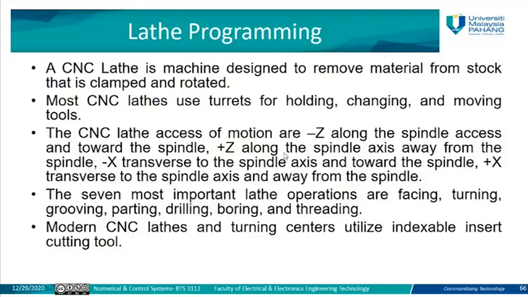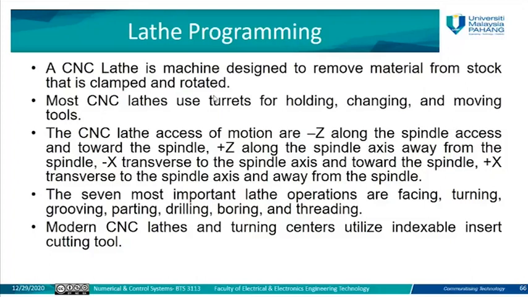So the CNC lathe is a machine designed to remove material from stock that is clamped on and rotated. Unlike the milling machines, where the workpiece is placed on the table of the machine, then the spindle comes from the top, either to drill or to mill, and so on, to perform the different milling operations.